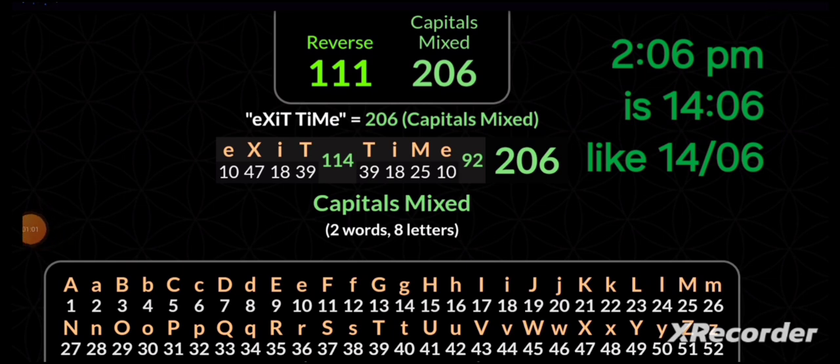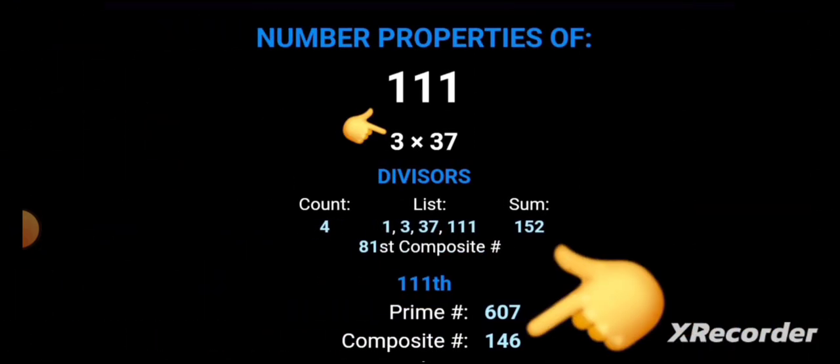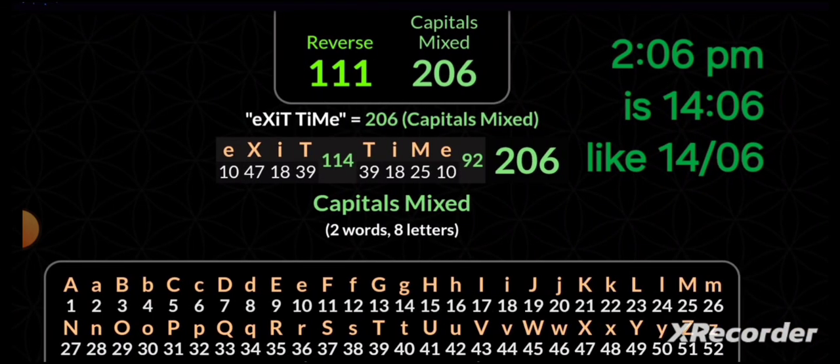And the exit time result as well in reverse has a 146. And the fact that 111, the 111th composite number, is 146, as you can see at the bottom there. 111th composite is 146, just as 2:06 PM is 1:06.